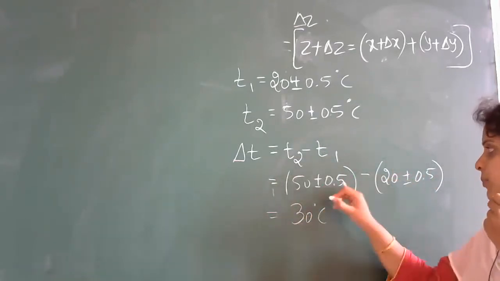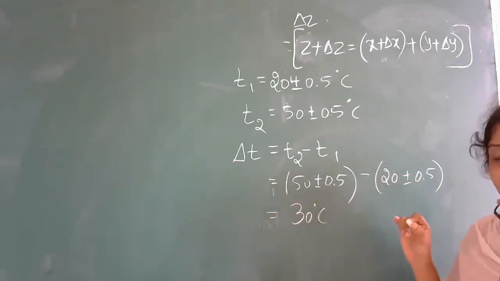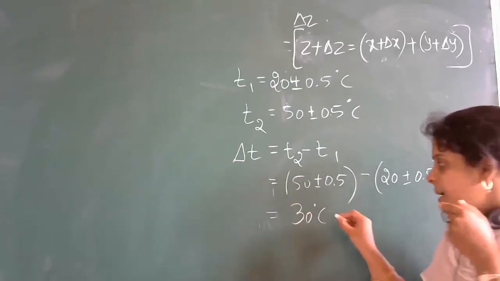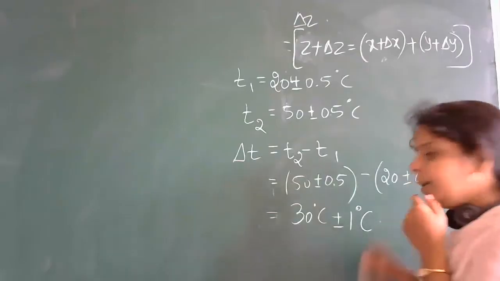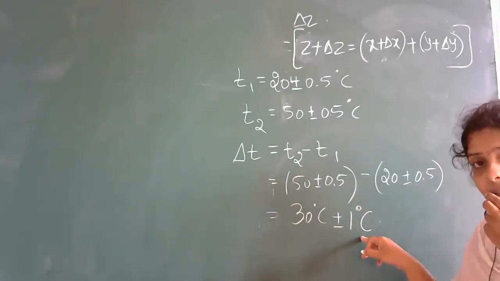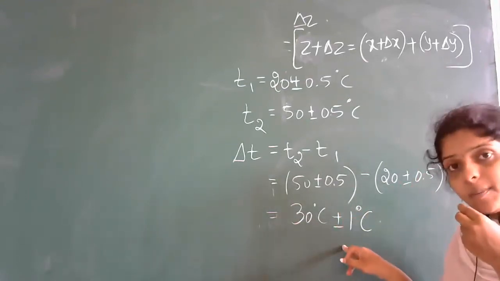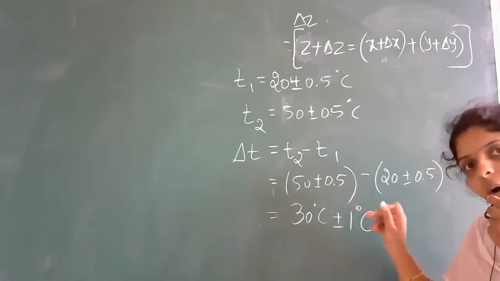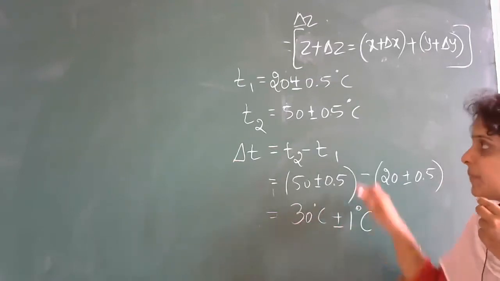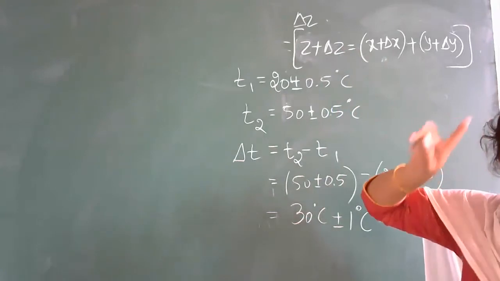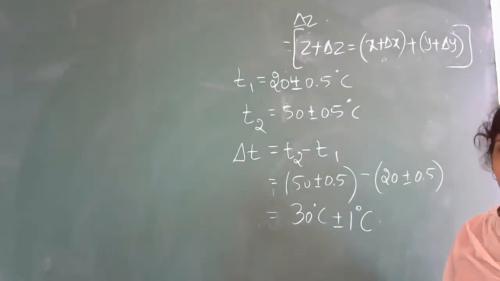Now you have plus or minus 0.5 and plus or minus 0.5, so in general I'll write it as plus or minus 1 degree Celsius, because 0.5 plus 0.5 becomes 1 degree Celsius. Plus or minus means it is either 30 plus 1 or 30 minus 1. This is how you apply the absolute error rule 1. Is it clear now?